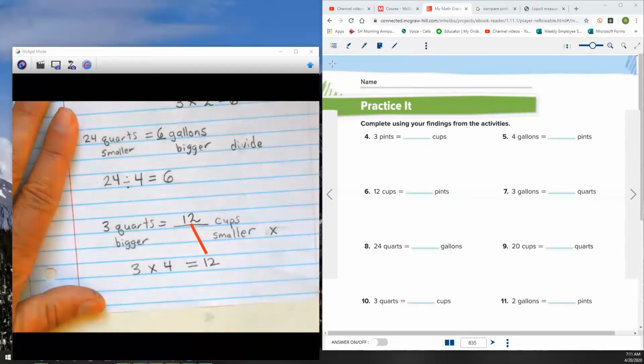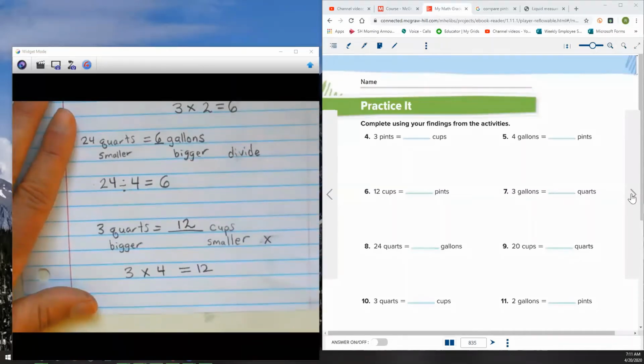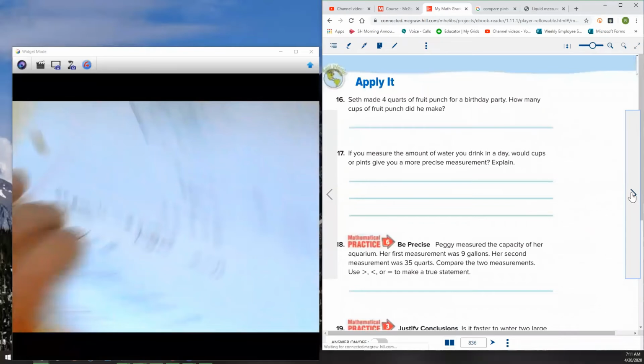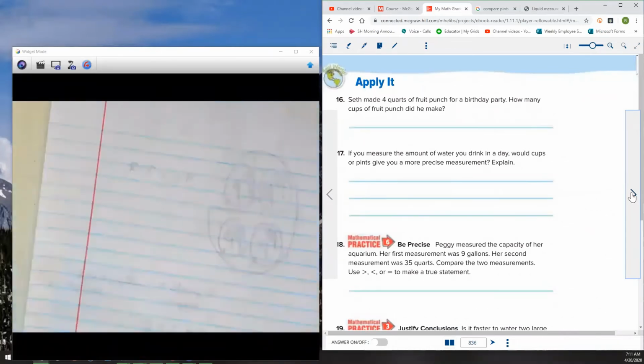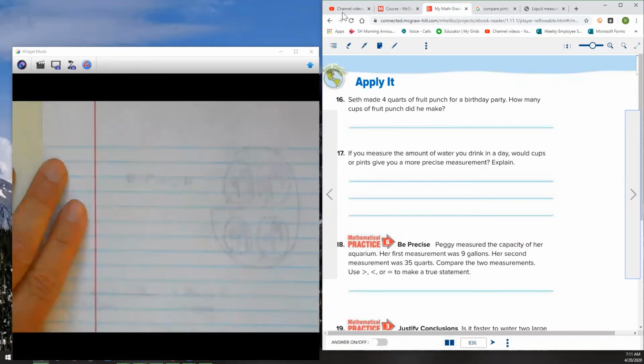Let's check some examples of word problems so that we can see what to do with those. Now here the question is, Seth made 4 quarts of fruit punch for a birthday party. How many cups of fruit punch did he make? If you can see right here, we are changing the unit of measurement. We have 4 quarts, and now we want to find out how many cups of punch that is. So we'll go ahead and do some converting.